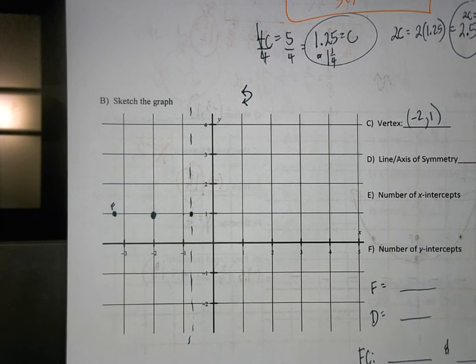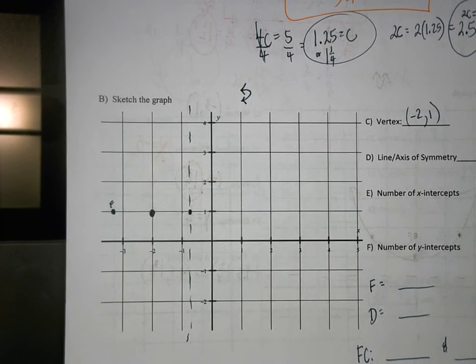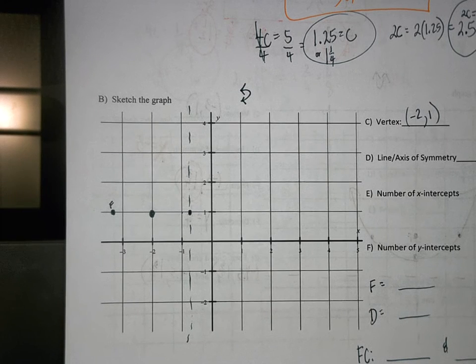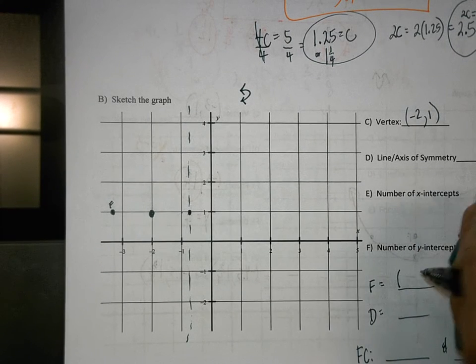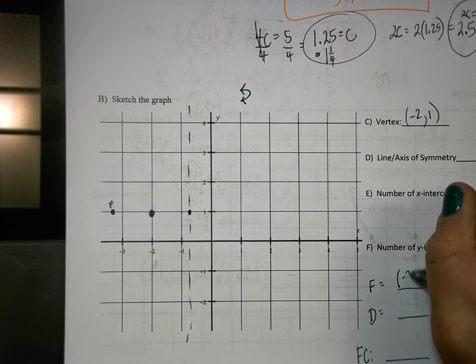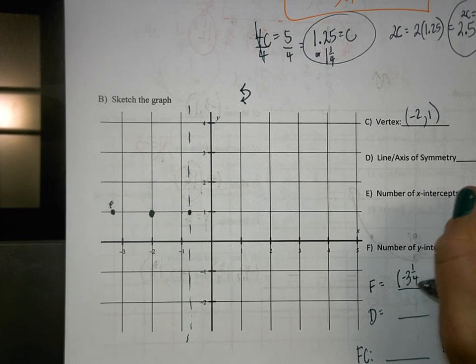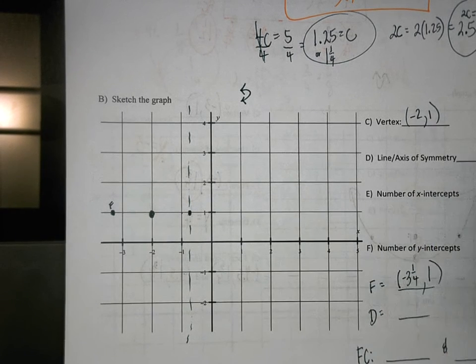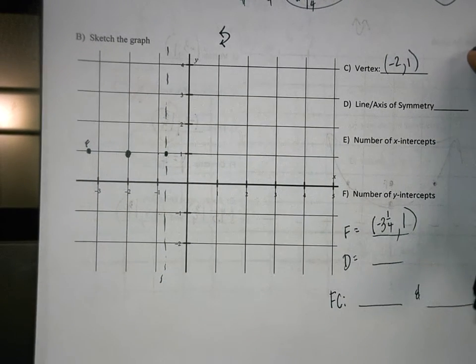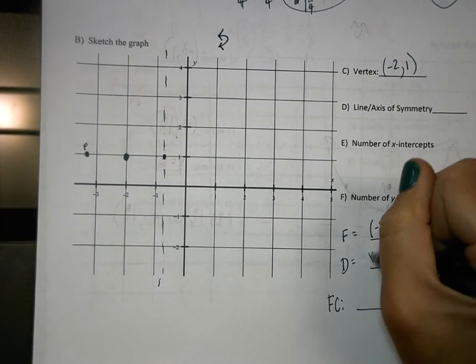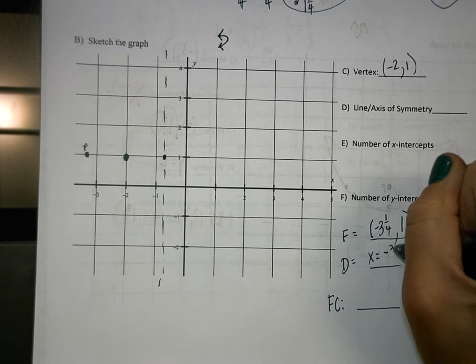And let's go ahead and write what those are. So what is my focus? Negative 3 and 1/4, comma, 1. Good. And what is my directrix? X equals negative 3/4. Good.